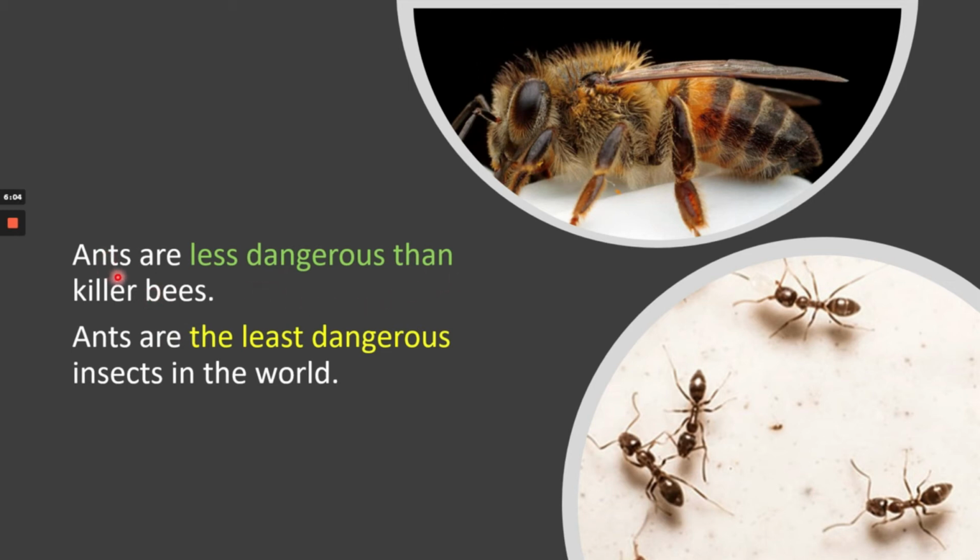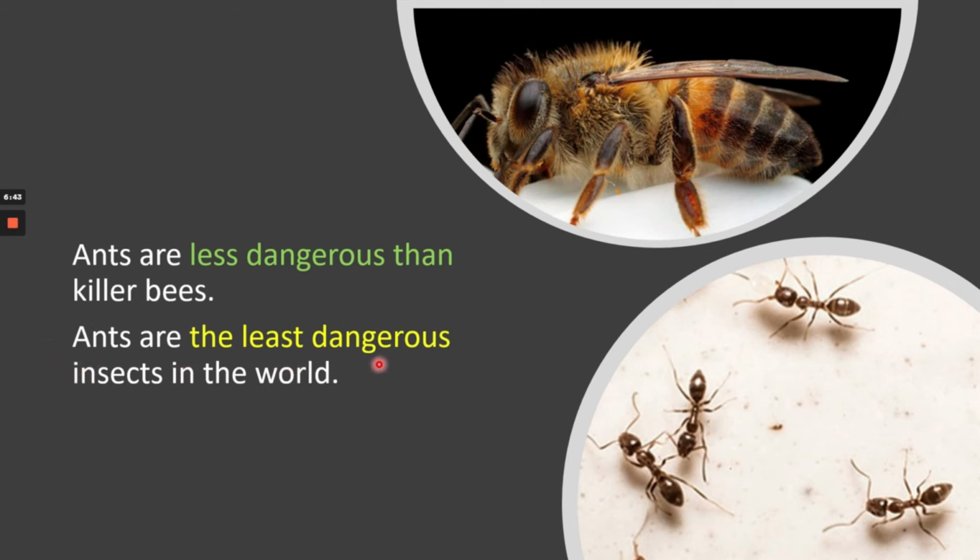And remember the structure. We have the subject, verb to be, are in this case because it is a plural subject. Less, the adjective dangerous, we added than after the adjective, and we had another noun. We were comparing ants and killer bees, so we wrote here killer bees. Okay, this is the structure of a comparative. Okay, this is the new structure. Okay, this is a superlative structure.